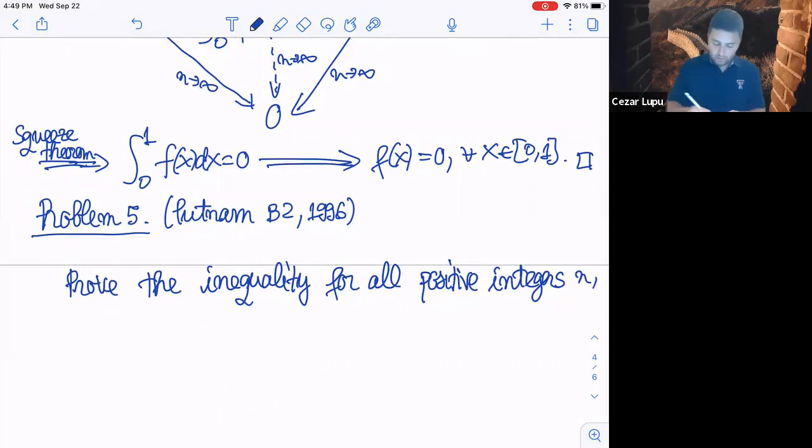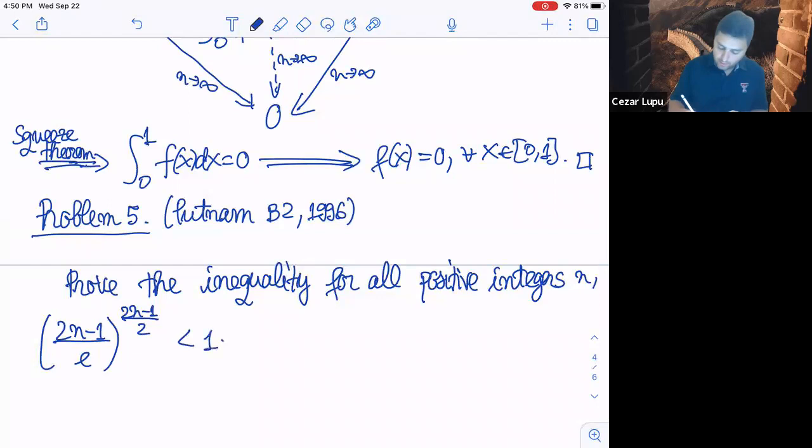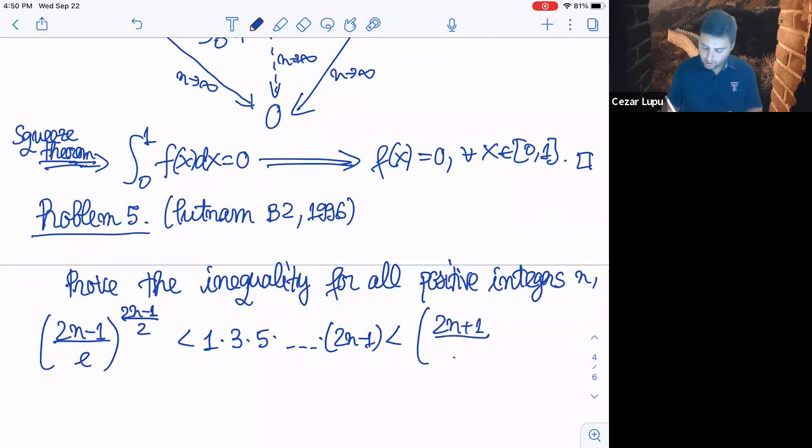And it's a double inequality. It's a pretty nice inequality. (2n minus 1 over e) to the power (2n minus 1)/2 is less than 1 times 3 times 5 times ... times (2n minus 1), and this is less than (2n plus 1 over e) to the power (2n plus 1)/2.